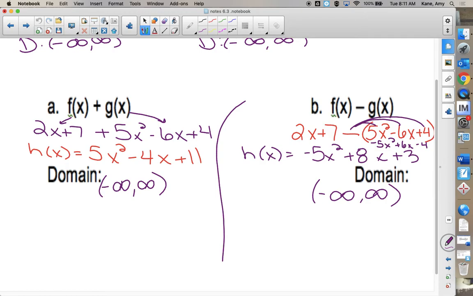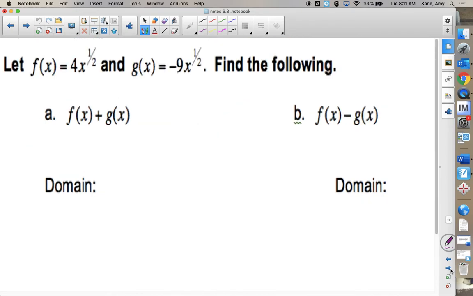Questions? So there is another pair of functions underneath. And this pair now has exponents. So we have 4x to the 1/2, negative 9x to the 1/2. See if you can perform f of x plus g of x and f of x minus g of x.